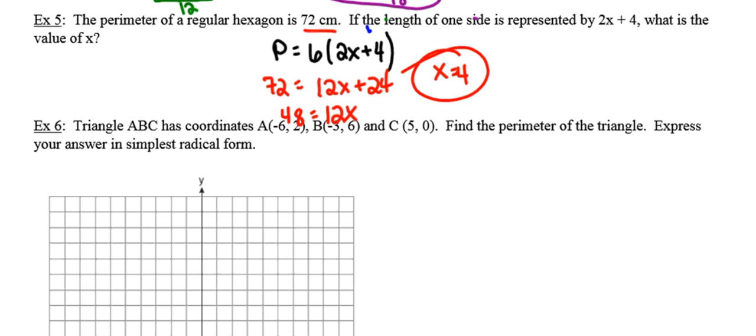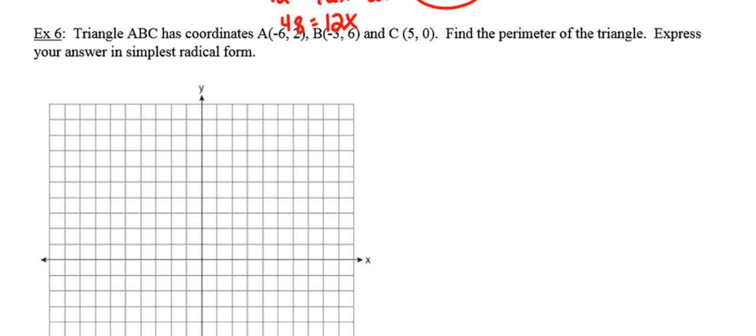All right, the last question, they've moved this to the coordinate plane. Don't let that frighten you. The process for finding perimeter is still exactly the same as it was. We're going to find the length of each side. We're going to add them together. So I'm going to go ahead and start by plotting those 3 points so that I can get a visual idea of what my triangle looks like. So there's my triangle, ABC.